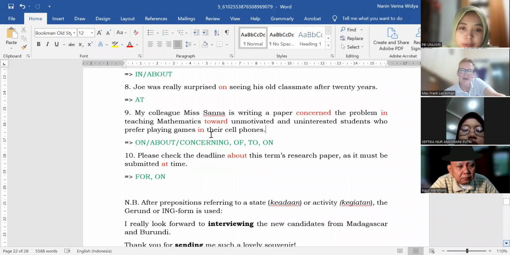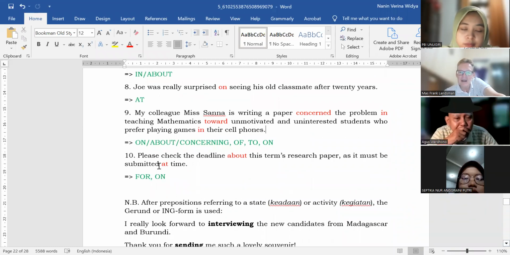Okay. The last one, number 10. Please check the deadline about this term's research paper, as it must be submitted at time. This should be the deadline for, because you have to meet it for this paper, and it must be submitted, handed in on time. Tepat waktu, and maybe you hand it in just in time, just before the deadline.